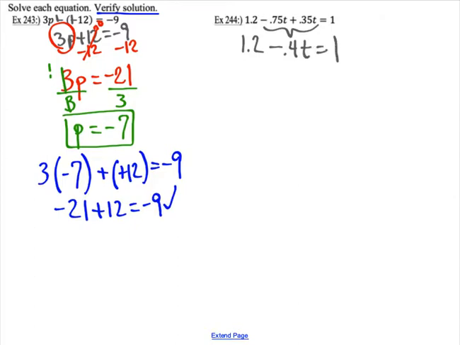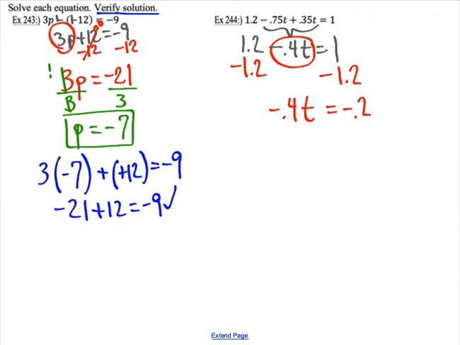Next, we are going to want to isolate the variable term. This term has the variable in it. We need to get rid of the 1.2. We're going to subtract 1.2. And this gives us negative 0.4t equals negative 0.2. Now we've got the variable term by itself.